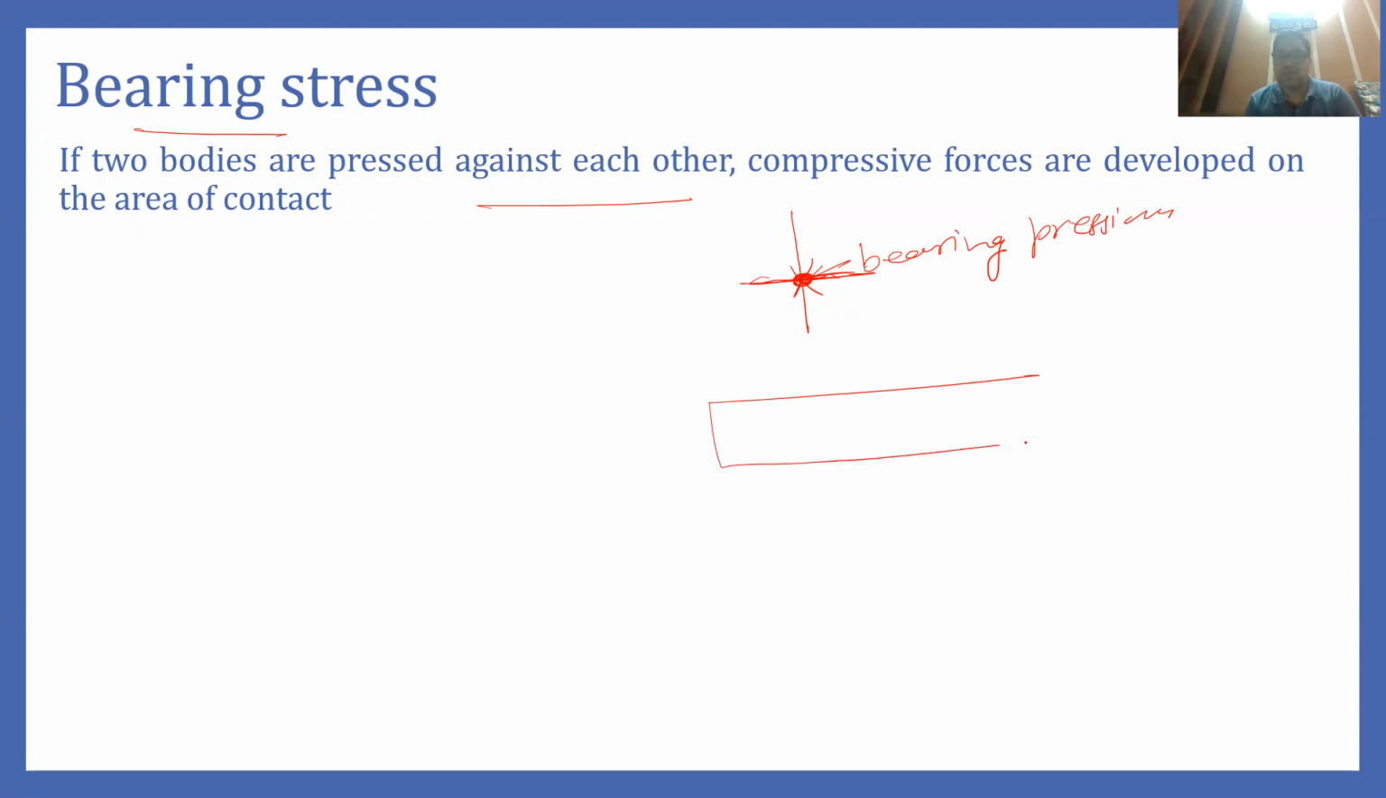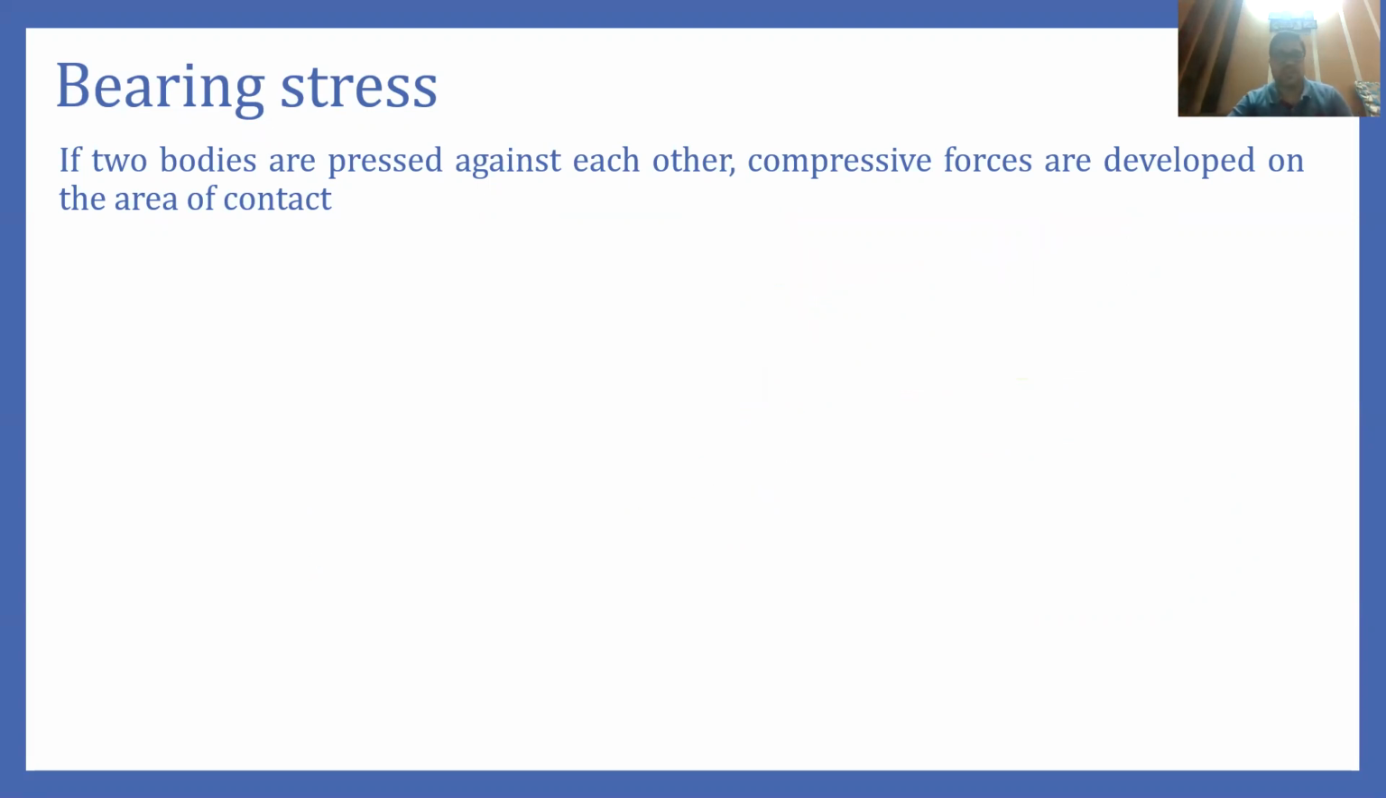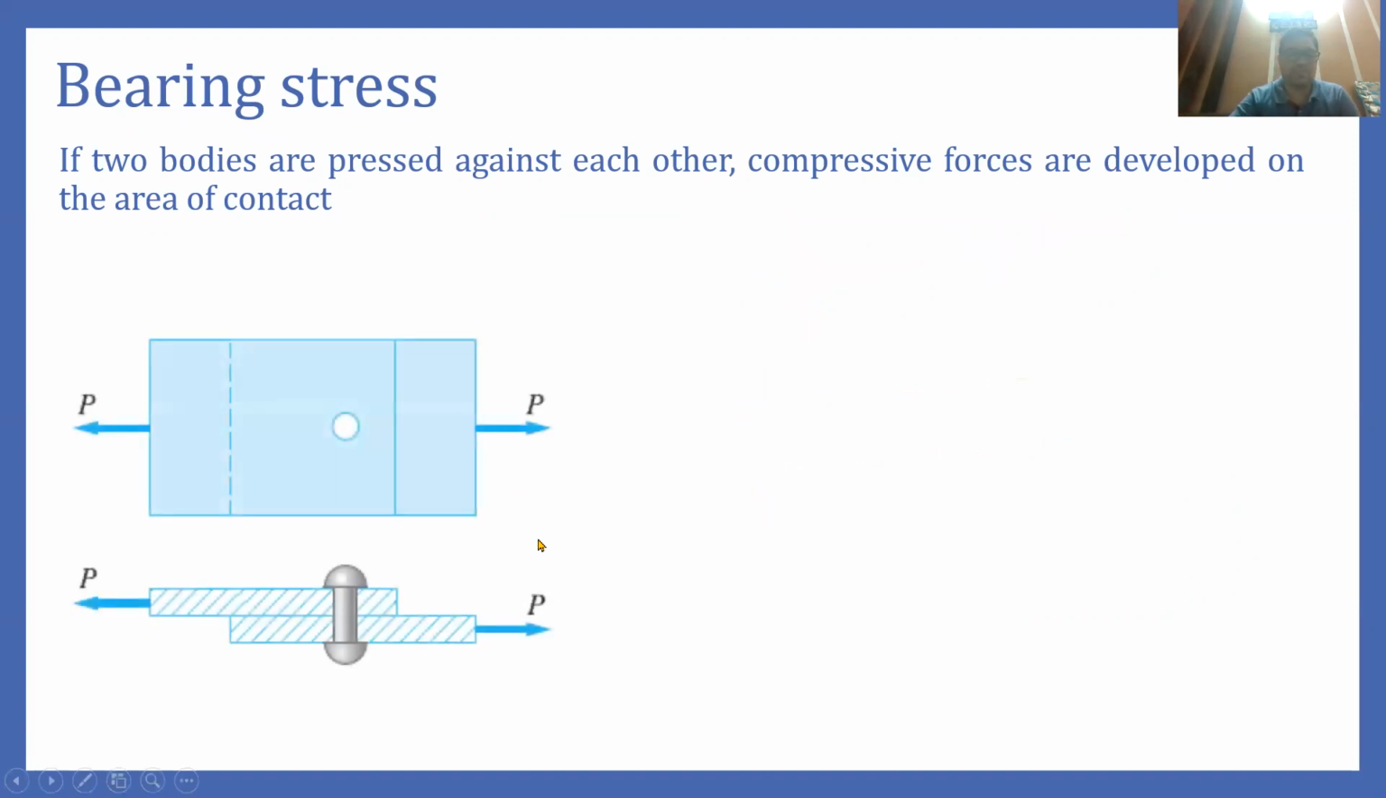When there is a beam and it is supported on a support, if there are forces like this, it will offer a reaction like this. So ultimately, these forces will have bearing stress at this point where they are acting. So this kind of pressure is known as bearing stress.